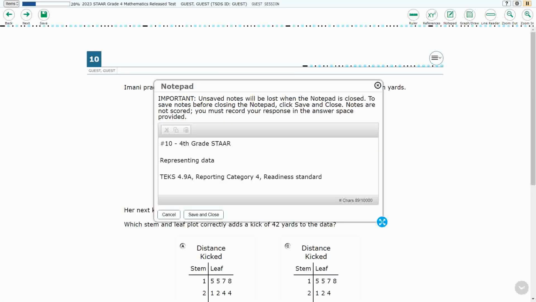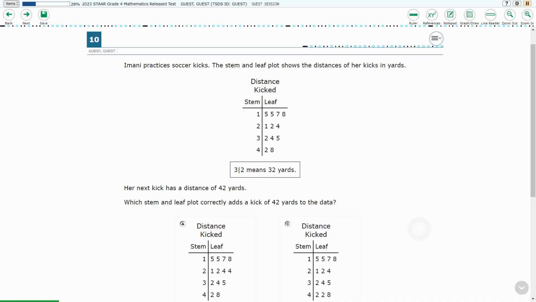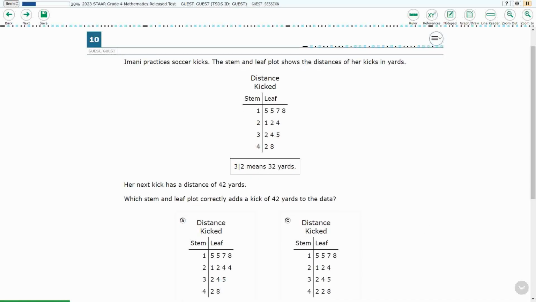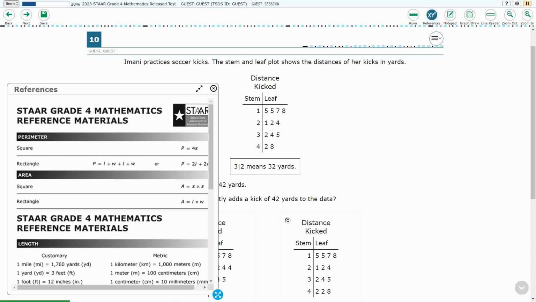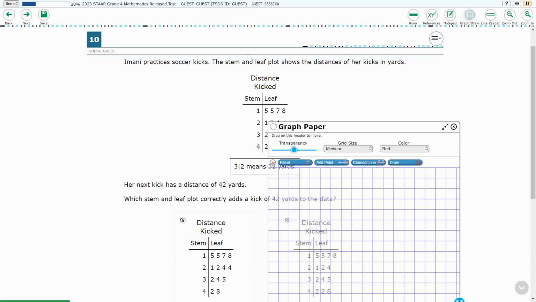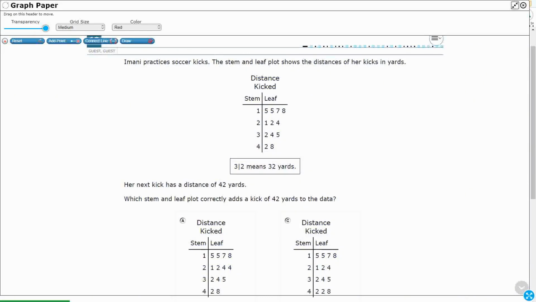For number 10, we are representing data. This is a readiness standard, TEKS 4.9A in reporting category 4. So we've got the stem and leaf plot of Imani practicing soccer kicks. Her next distance is 42, and then which stem and leaf plot correctly adds a kick of 42? All right, so we need to figure out where that 42 is going to go. And so let's take a look at our stem and leaf plot, right? This 3 and then a vertical line and then a 2 means 32. So we're dealing with our tens place and we're dealing with our ones place.